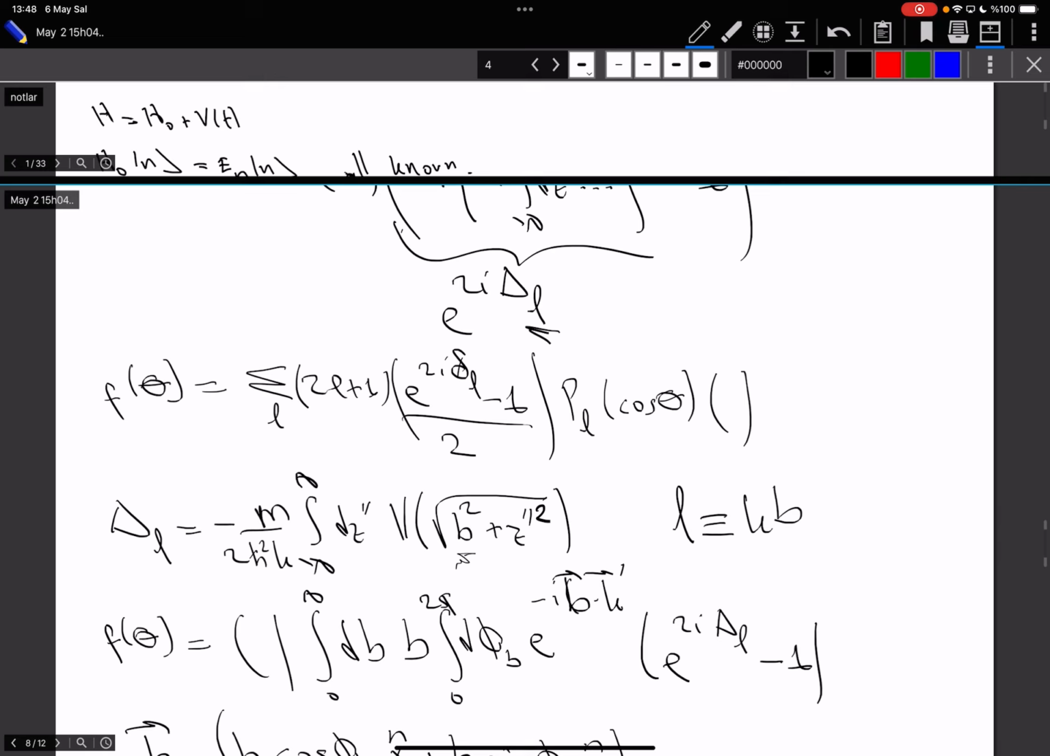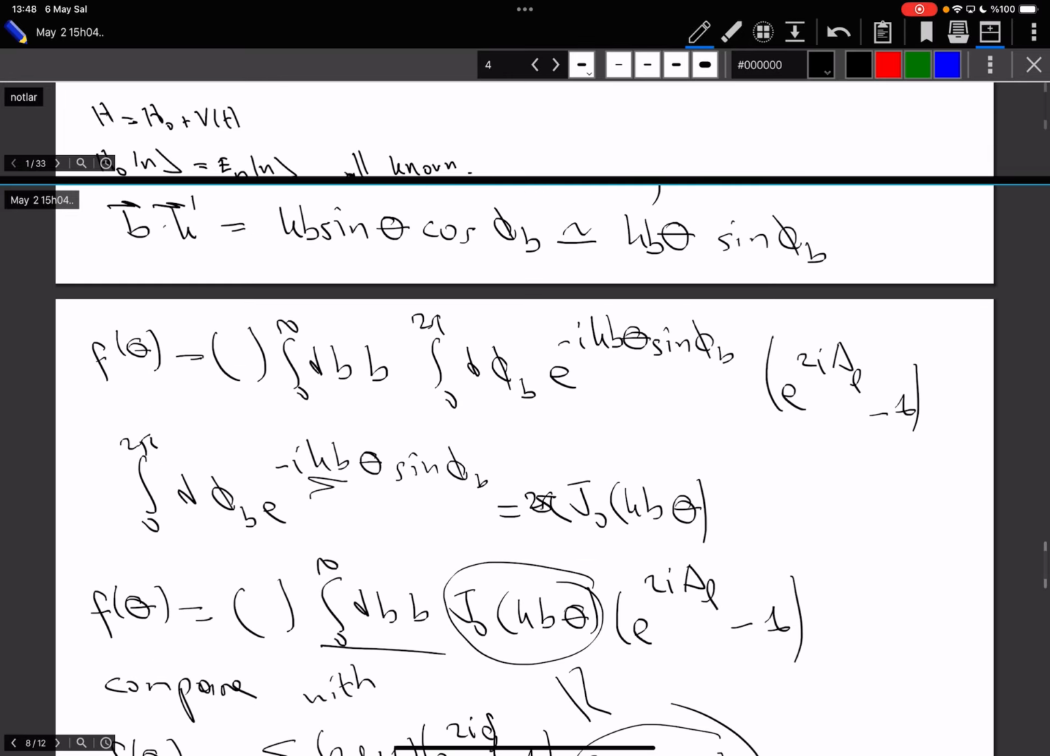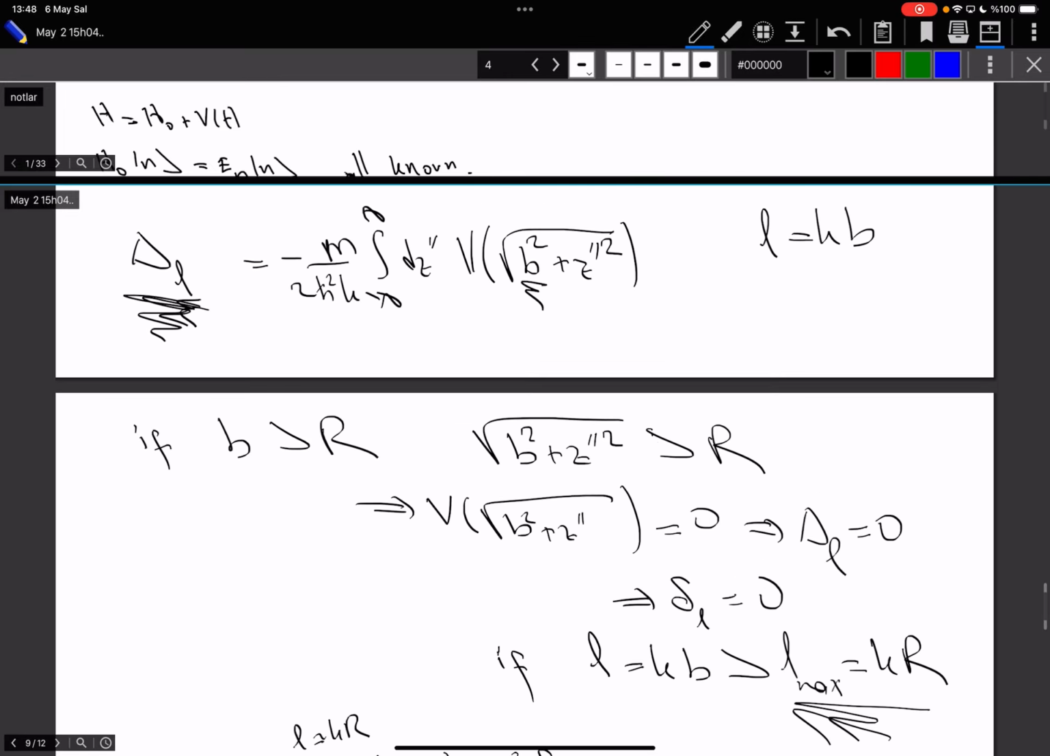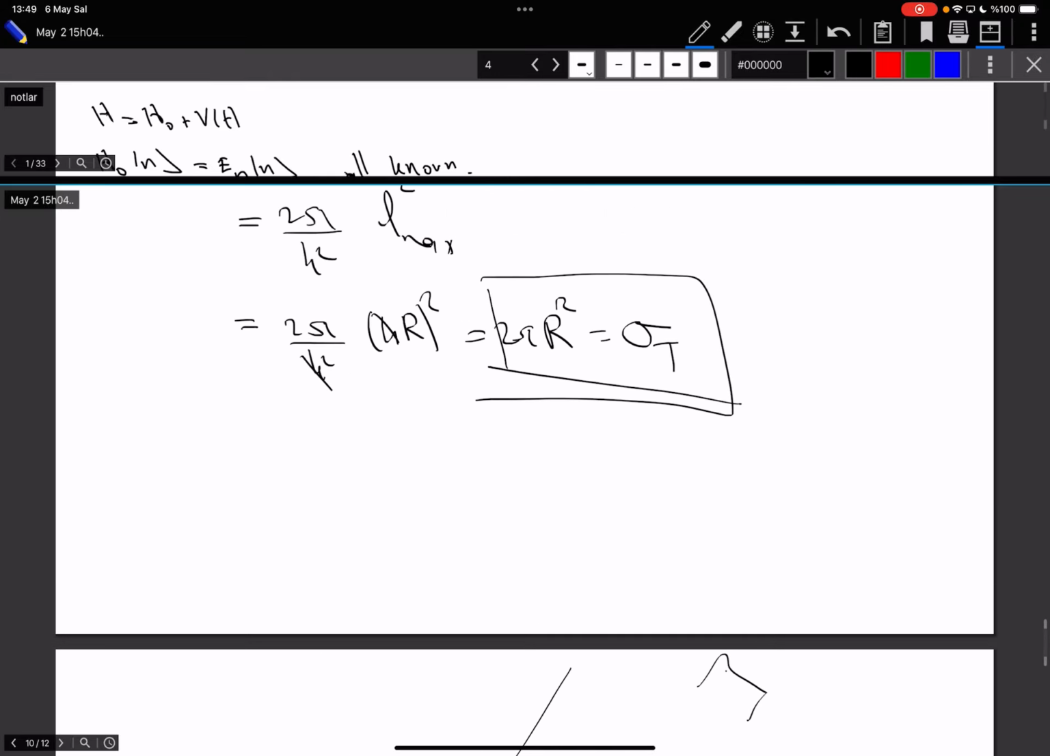In the classical limit, if b, the impact parameter, is larger than R, the size of the potential, the particle just doesn't hit your potential, so it's not scattered. And we went ahead and calculated the scattering cross-section. The total cross-section this time also turned out to be twice the physical cross-section.